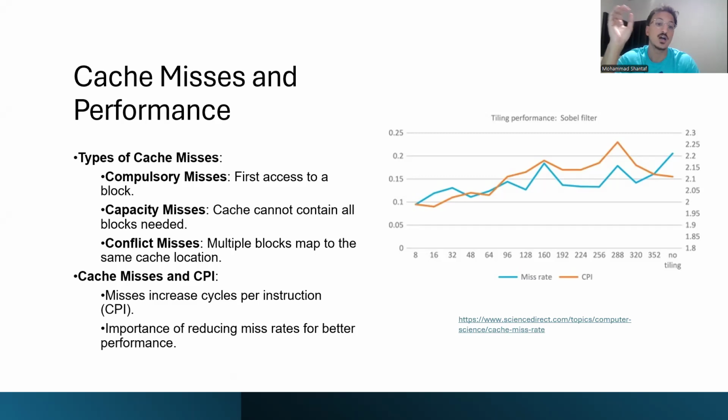As for cache misses and CPI, misses increase cycles per instruction. Importance of reducing miss rates for better performance. That's how they relate together, the CPI and the miss rate. Over here, we have a graph showing how the CPI and miss rate interfere with one another and how they pretty much go at the same rate, and how they recover from one another, in other words.